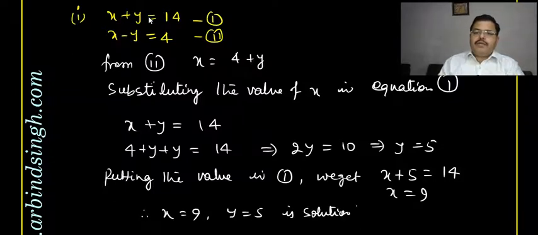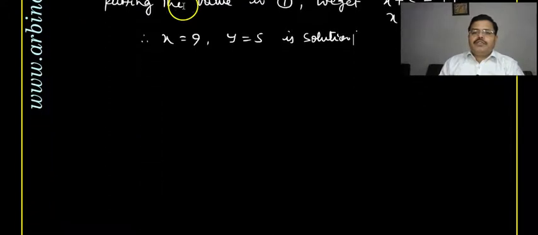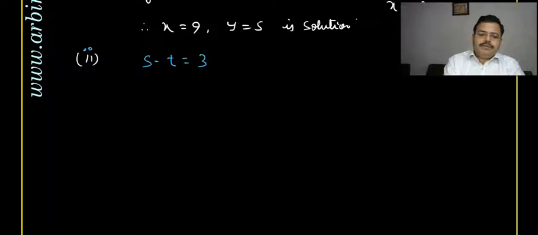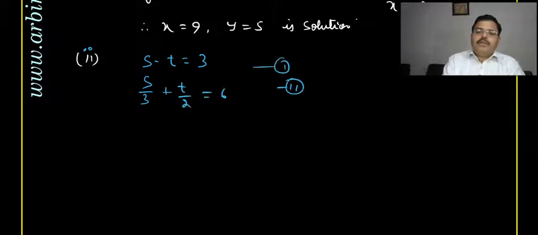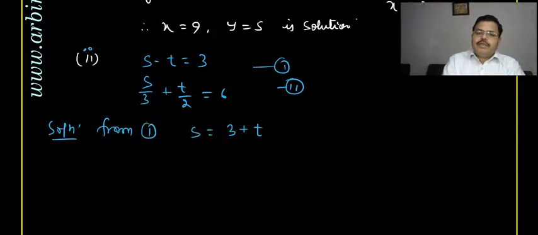Alright, I hope you got it. Now the next question, question number 2: s minus t is equal to 3, and s by 3 plus t by 2 is equal to 6. These are the two equations. From the first, we can write s is equal to 3 plus t.